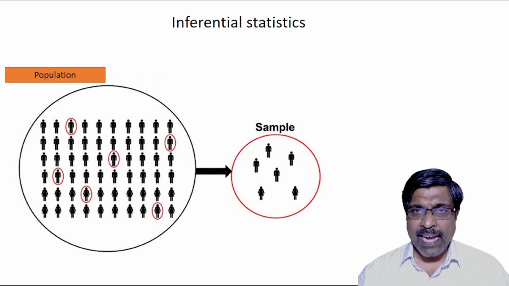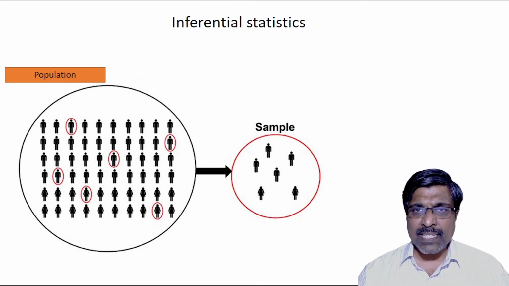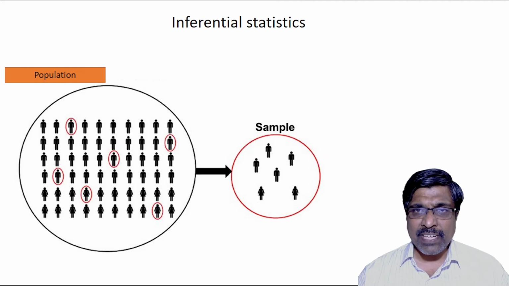So what is sampling? I collect samples of height and weight from individual states. Maybe I go to every state, talk to some 10 citizens, find out their height and their weight, create a sample, and apply descriptive statistics on this sample to find out the average height and the average weight. So this is called inferential statistics. Inferential statistics basically deals with drawing conclusions about a larger population from a sample.